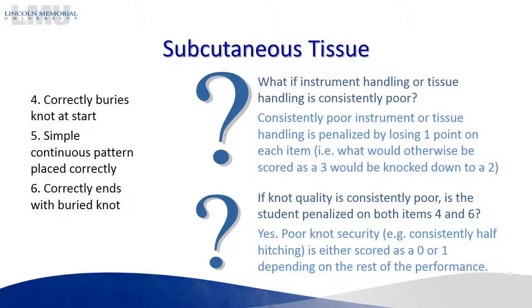So if the rest of the performance is great, then I'm going to put this as a borderline student because we've got poor knot quality. If there are flaws in the rest of the performance as well, so in other words, we're not burying the knot because we're picking the wrong ends or the wrong loop or things like that, and we've got poor knot quality, then I'm going to go ahead and score this as a 0 or an unacceptable performance.